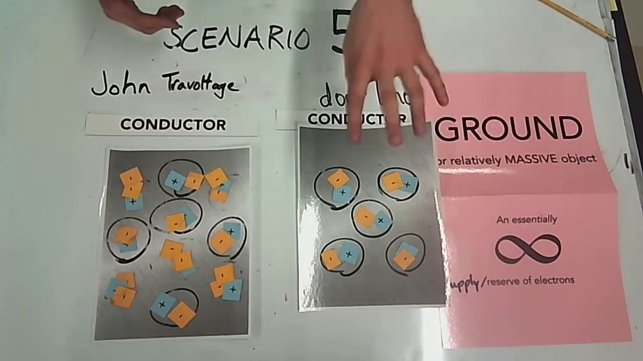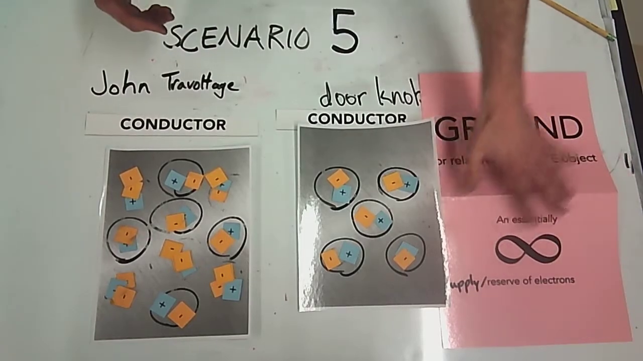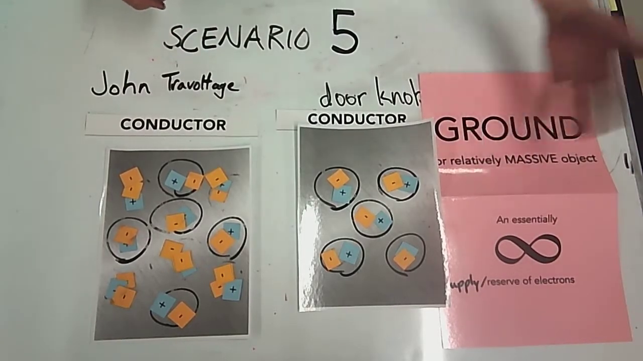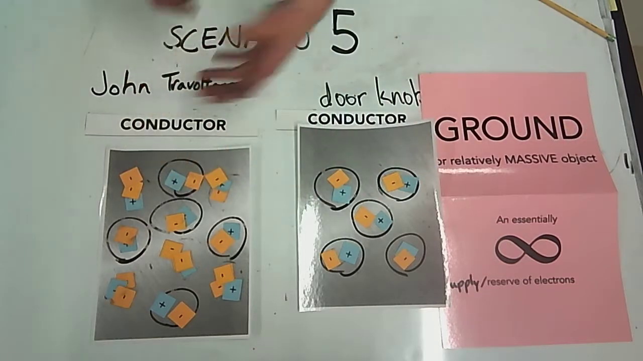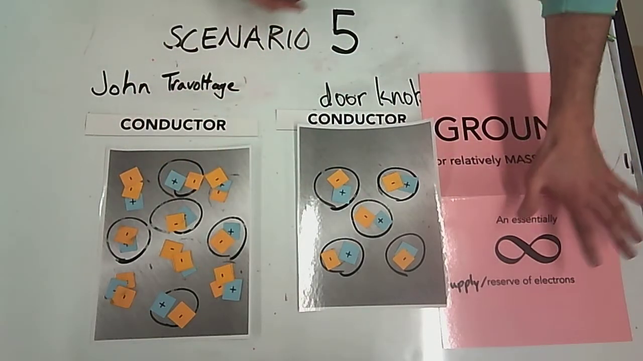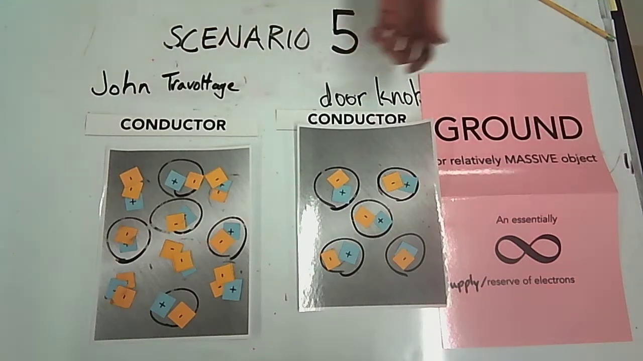Same thing with electrons. If I add electrons here, it really wouldn't change the charge of this relatively massive object. Or if I were to take electrons from these objects, it really wouldn't affect the charge of the ground. So it's always going to be neutral, we'll say.